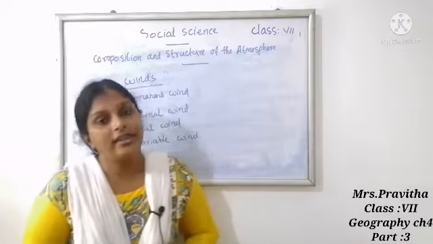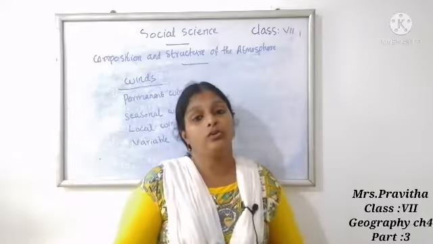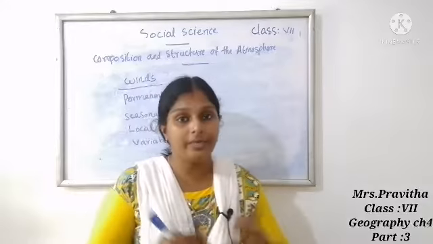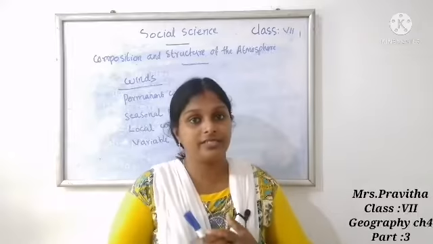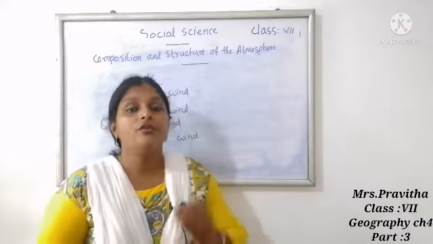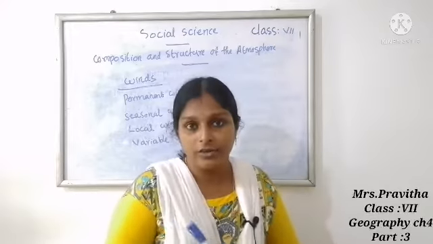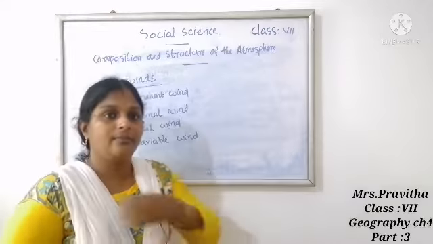Next one, variable wind. What is variable wind? These winds occur when cold air and warm air meet. For example, cyclones and anticyclones. Cyclones and anticyclones are examples of variable winds.